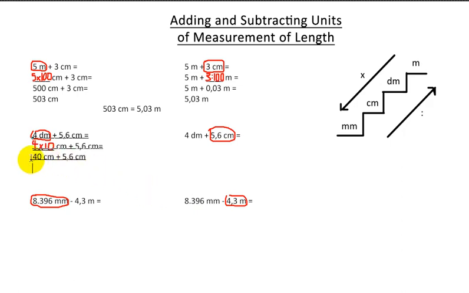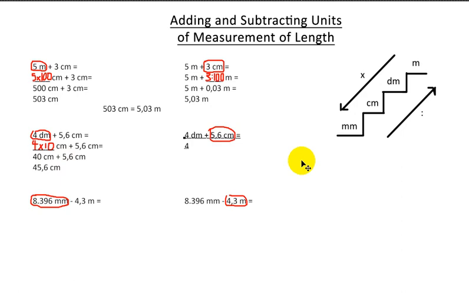And now I need to do 40 plus 5.6 because they're in the same unit of measurement now, so I can add them. 40 and 5.6 makes 45.6. What? Centimeters. This is the correct way to do this, okay? Let's move on to the next one.